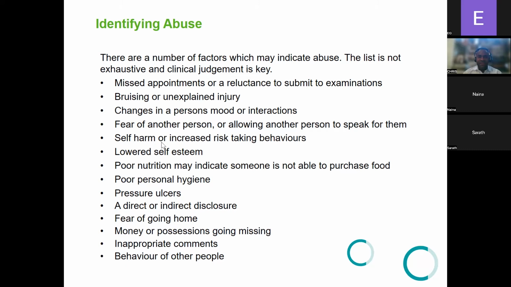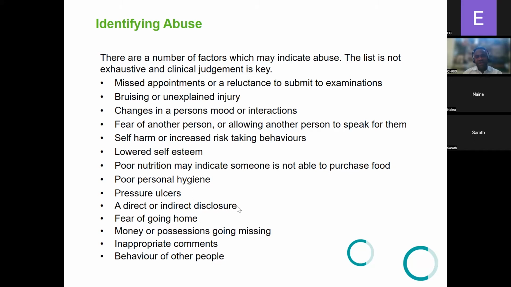Self-harm or increased risk-taking behaviors. Yes, so some people also self-harm just to be able to cope with the situation, and some also take risks. Lowered self-esteem is another. Poor nutrition may indicate someone is not able to purchase food. So that's financial abuse. They are stealing their money and they don't have enough to spend on food. It happens to elderly people a lot. Poor personal hygiene, pressure ulcers, a direct or indirect disclosure, fear of going home.